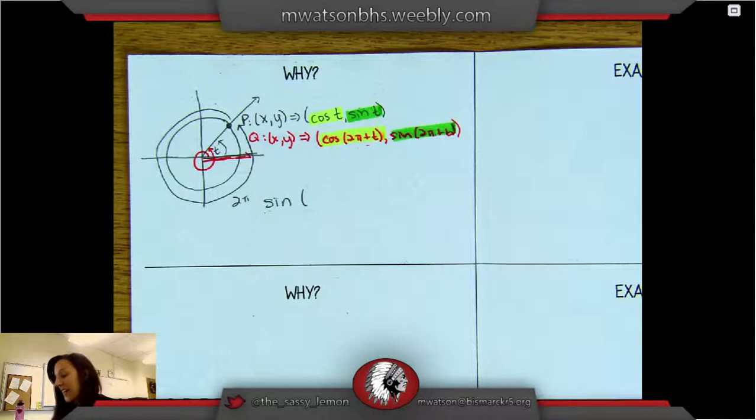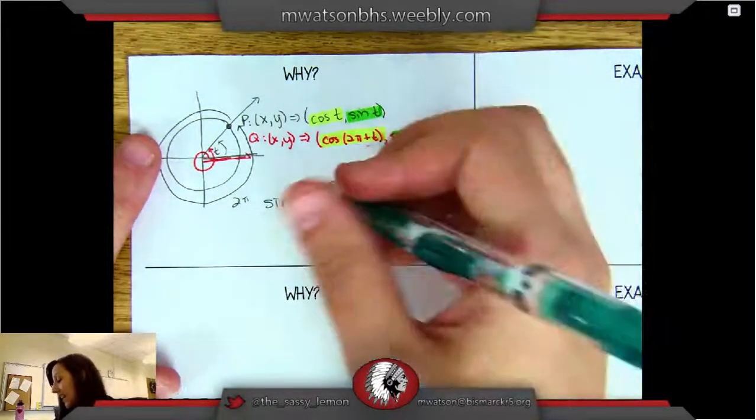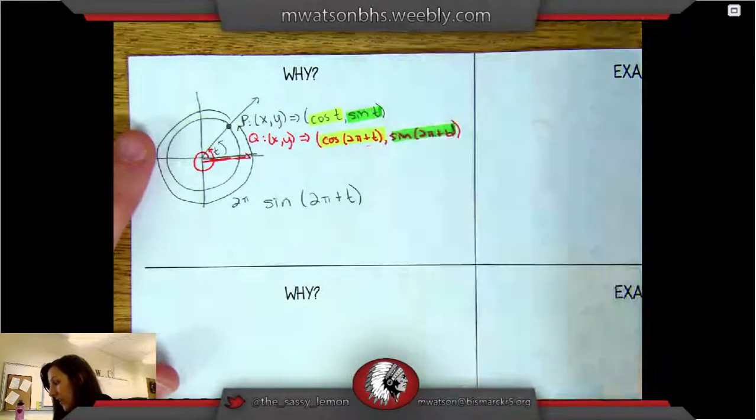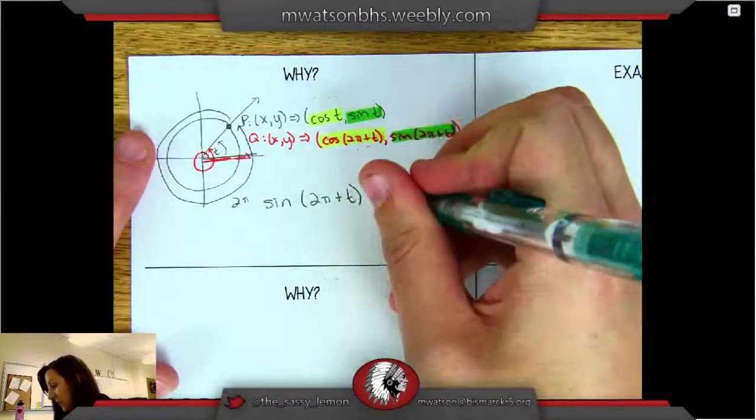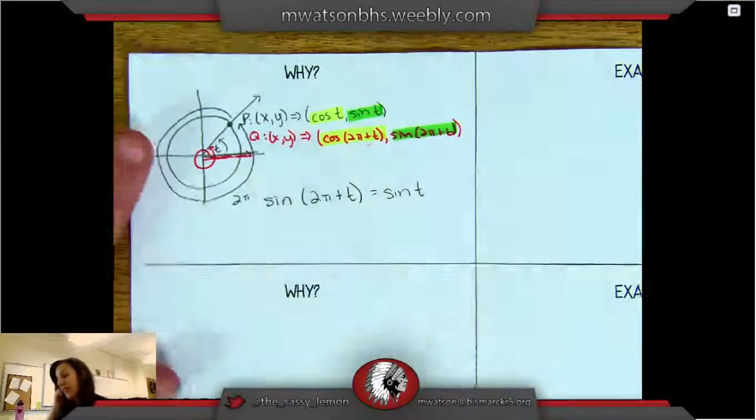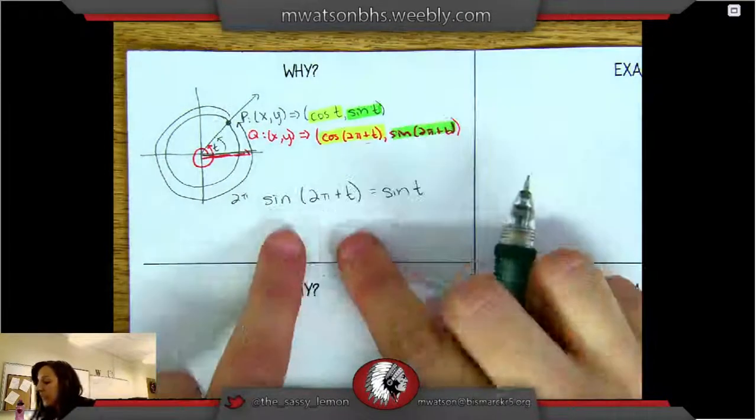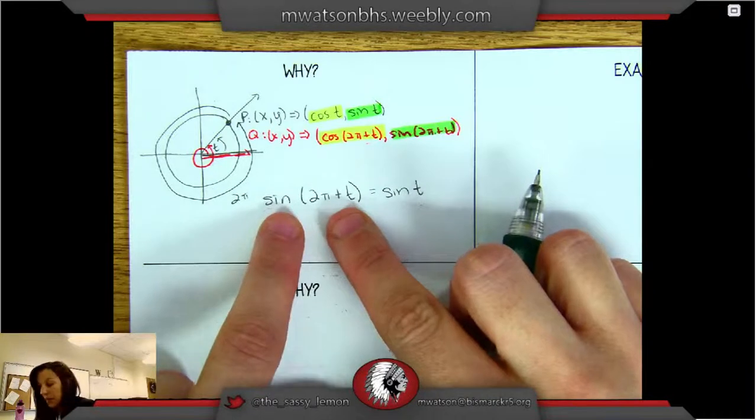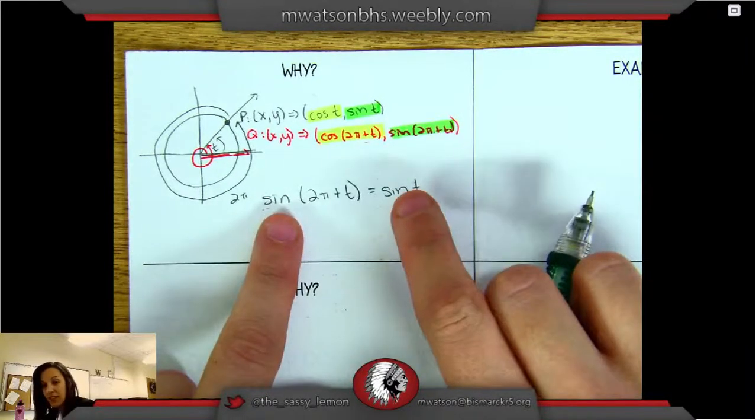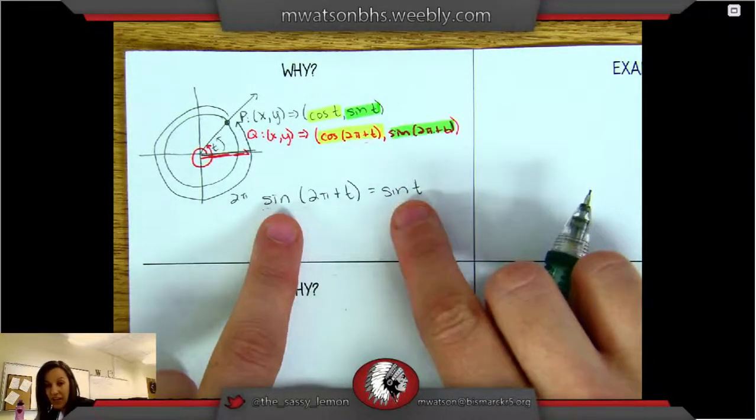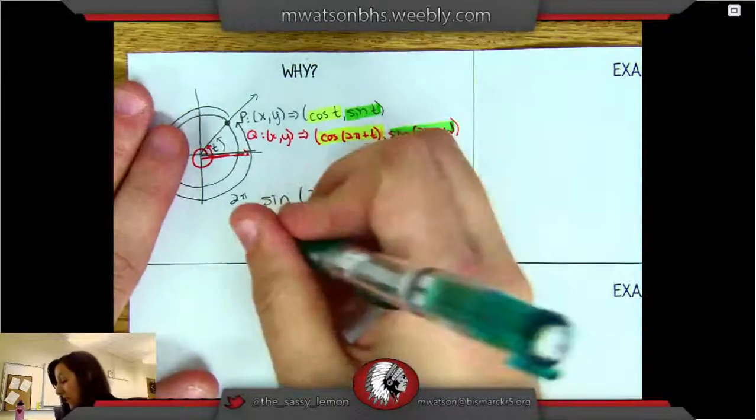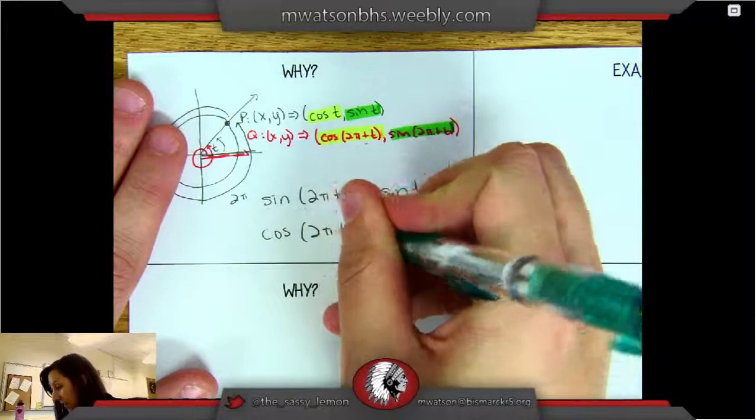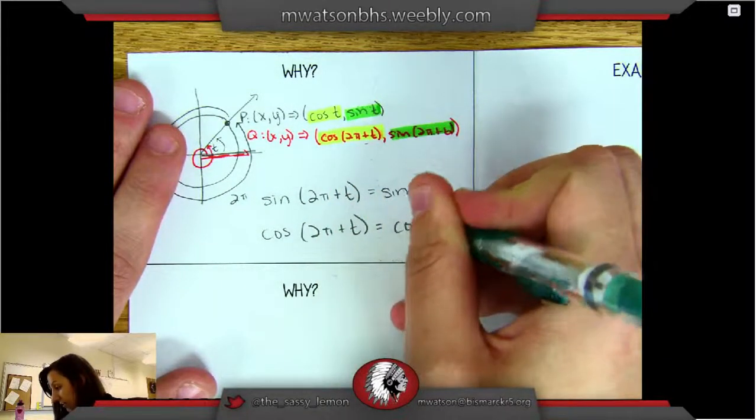No, I'm just kidding. Okay, so sine of 2 pi plus t is the same as sine of t. So the ratio that you would get from your reference angle of this big angle is the same as the ratio you would get from this little angle. Same thing for cosine. Cosine of 2 pi plus t is equal to cosine of just t.